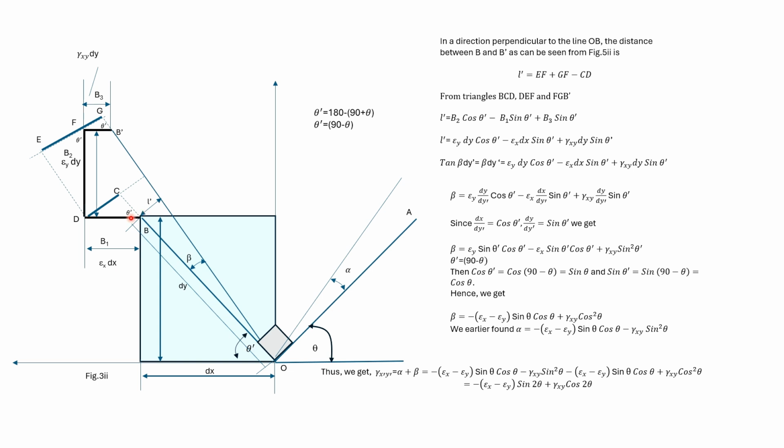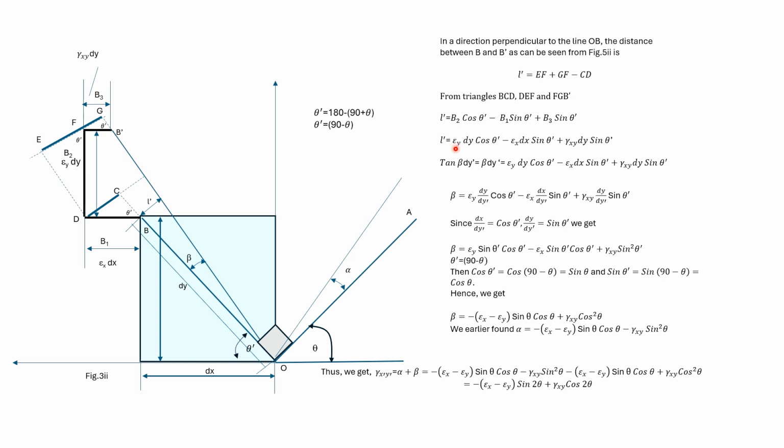We earlier obtained B1, B2, and B3, as shown by the black lines. EF is B2 cos theta dash. GF is B3 sin theta dash. And CD is B1 sin theta dash. So we get this expression.